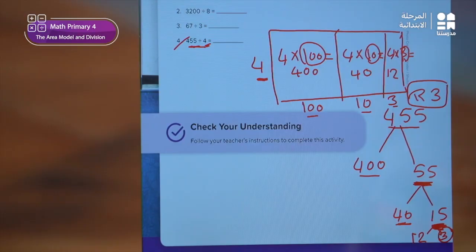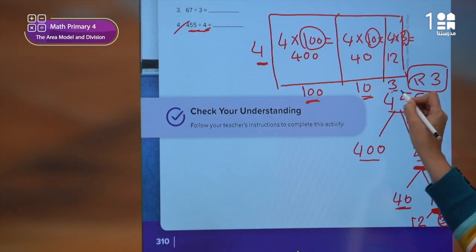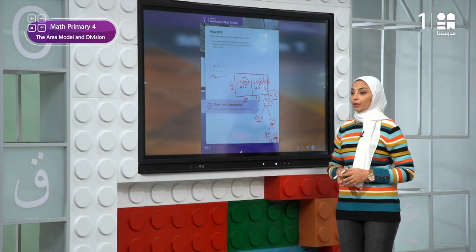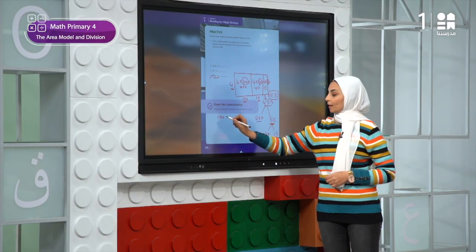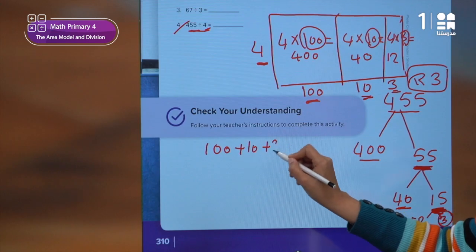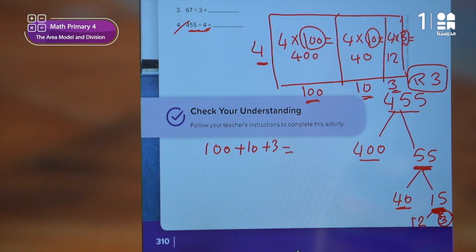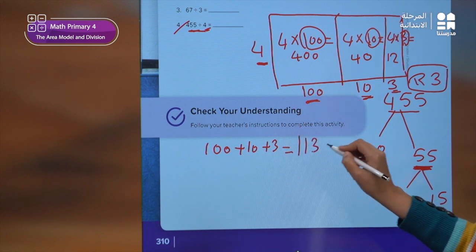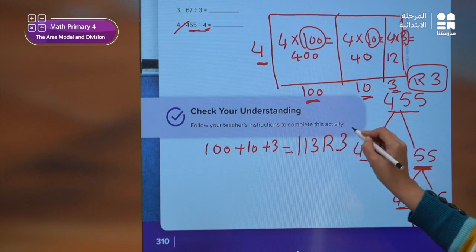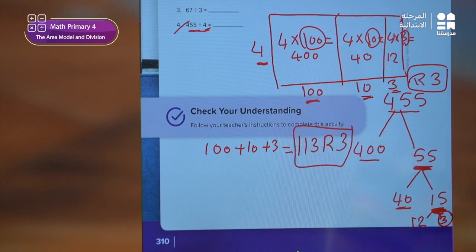Okay, so what is my answer? Now the quotient or my answer is what? I will add all these parts. So I will do 100 plus 10 plus 3 and the remainder 3. 100 plus 10 plus 3 equals what? 100 plus 10 plus 3 equals 113. And don't forget to put that I have remainder 3.